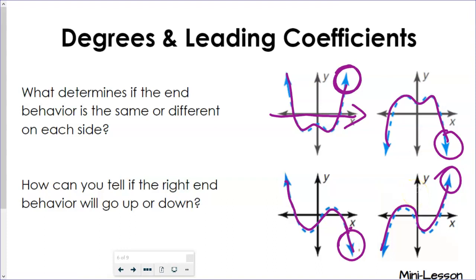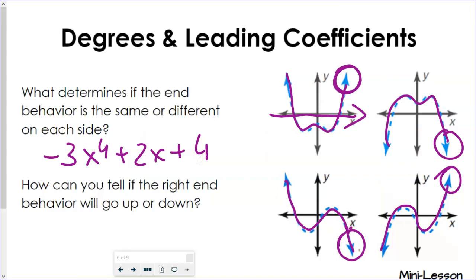And then how can you tell if the right end behavior will go up or down? Well, it has to do with the leading coefficient. So when you have functions that start, let's just say, negative 3x to the fourth plus 2x plus 4, whatever. I just made up the function. So how do I know if the leading coefficient is positive or negative?